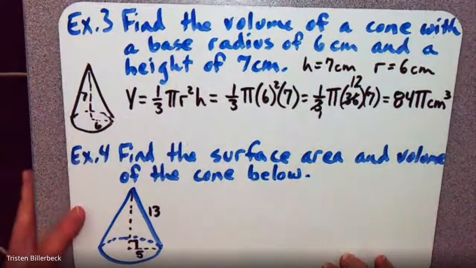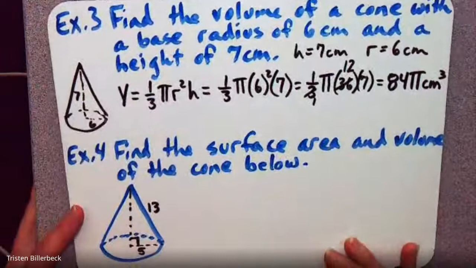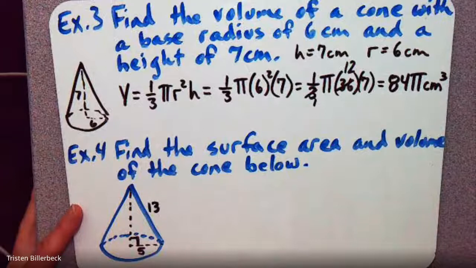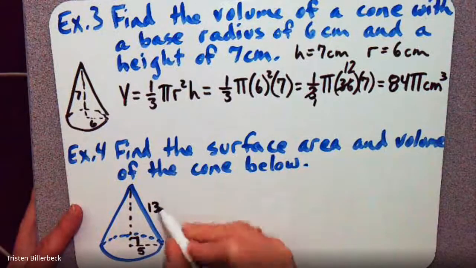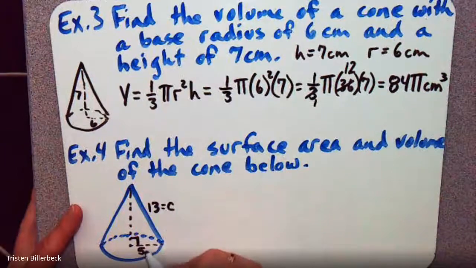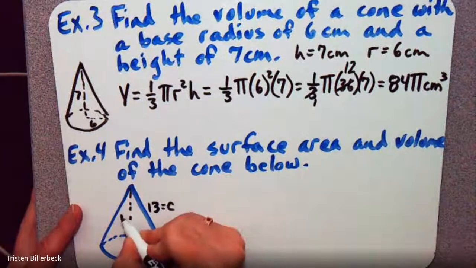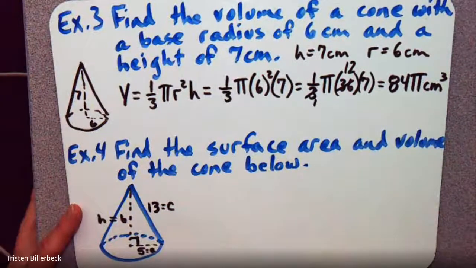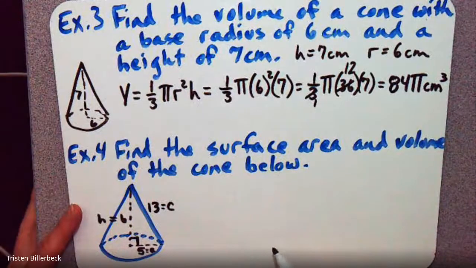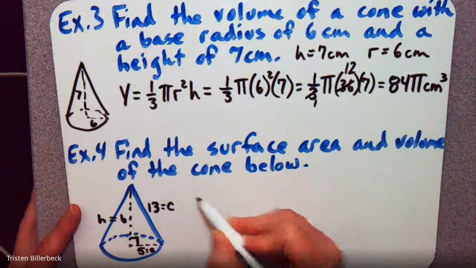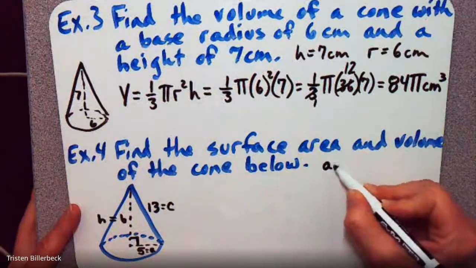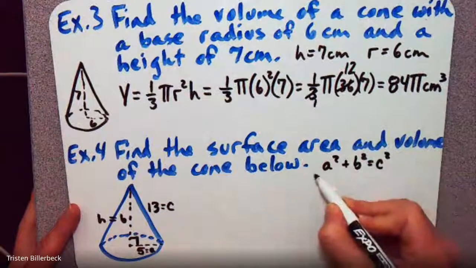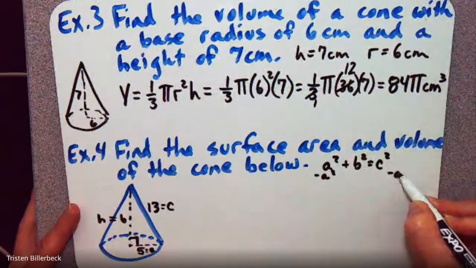All right, then we might see a question like this where they ask, find the surface area and the volume of the cone below. Well, again, we have a right triangle here. This is our C. This could be A or B, and then this could be B, which is also going to be our height. So we need to find that height. So what we're going to do is we can change A squared plus B squared equals C squared by subtracting the A squared on both sides.